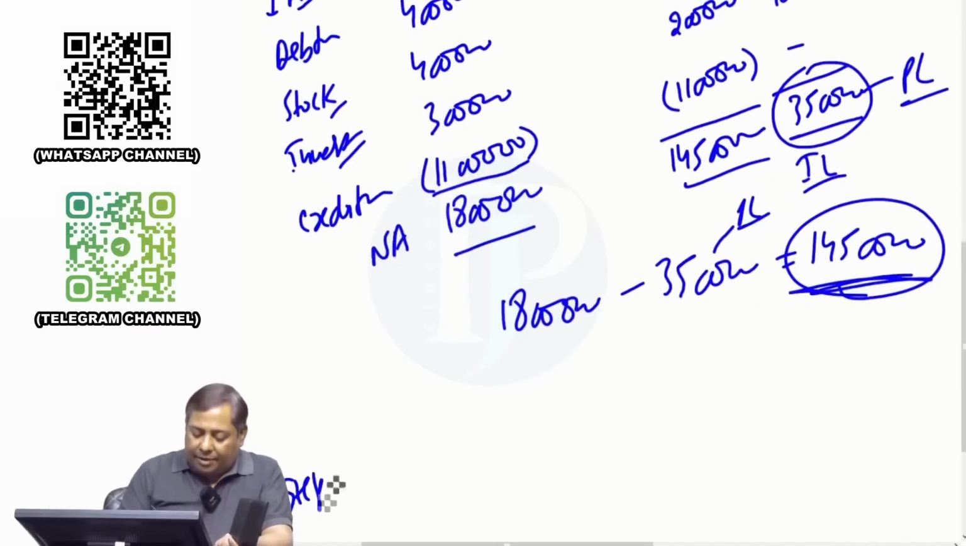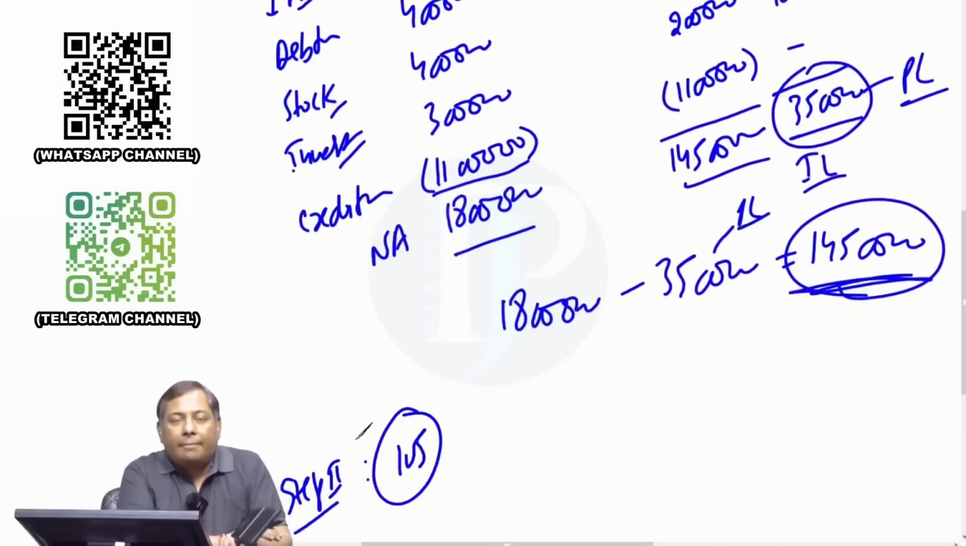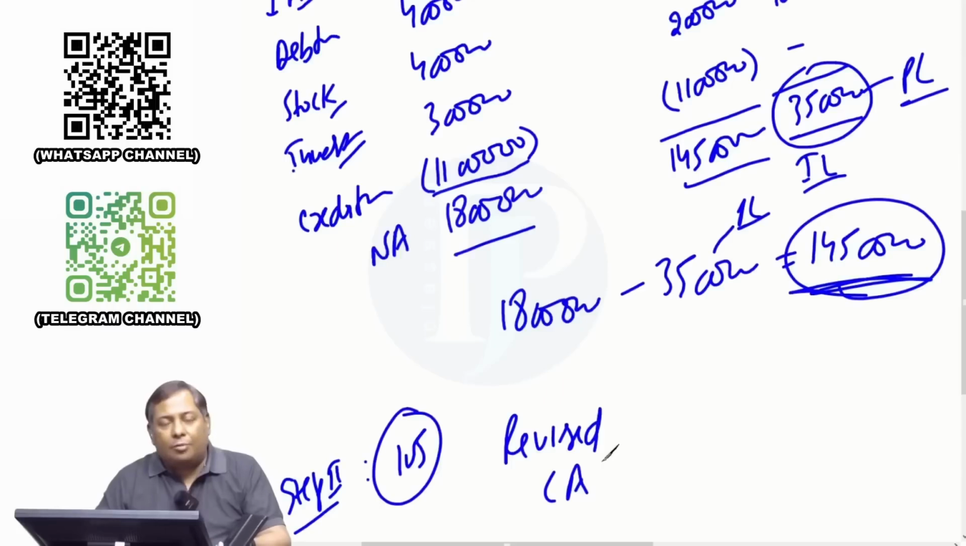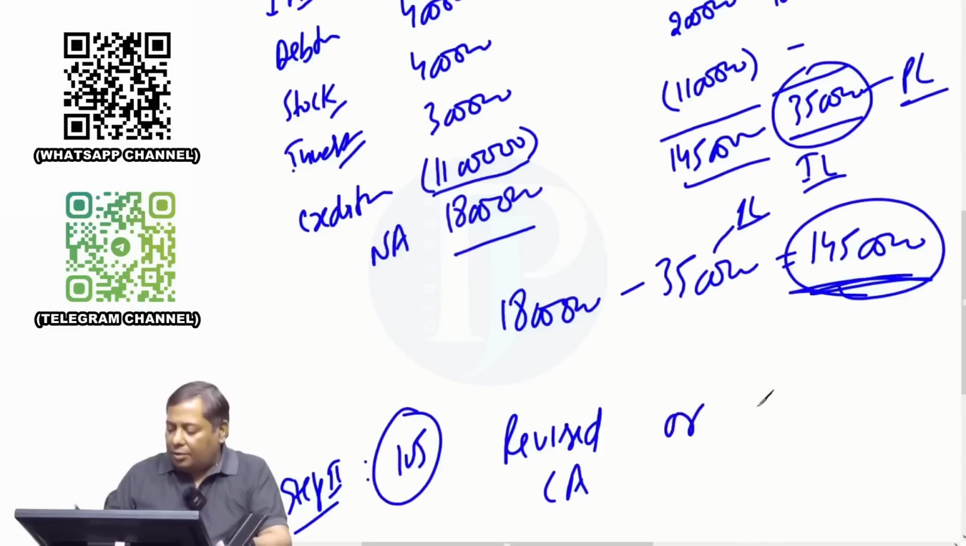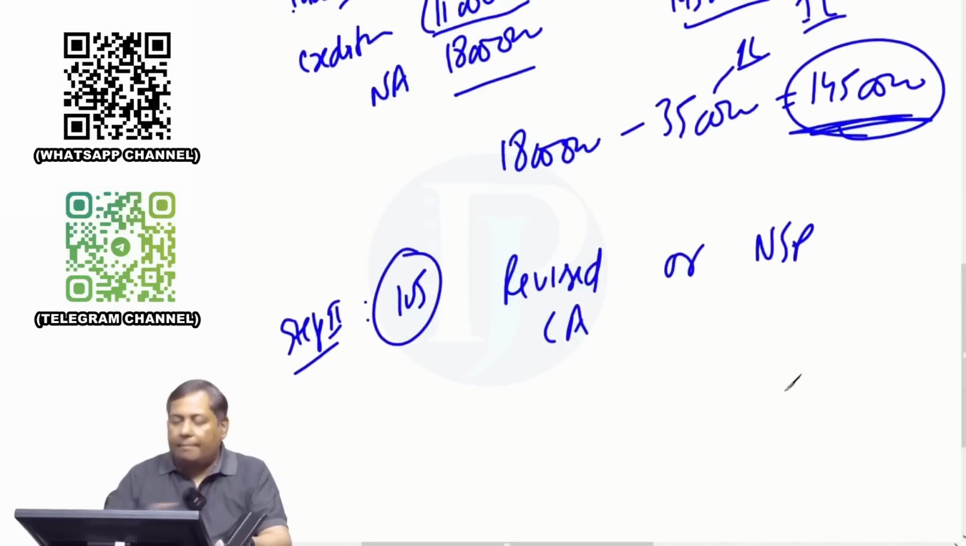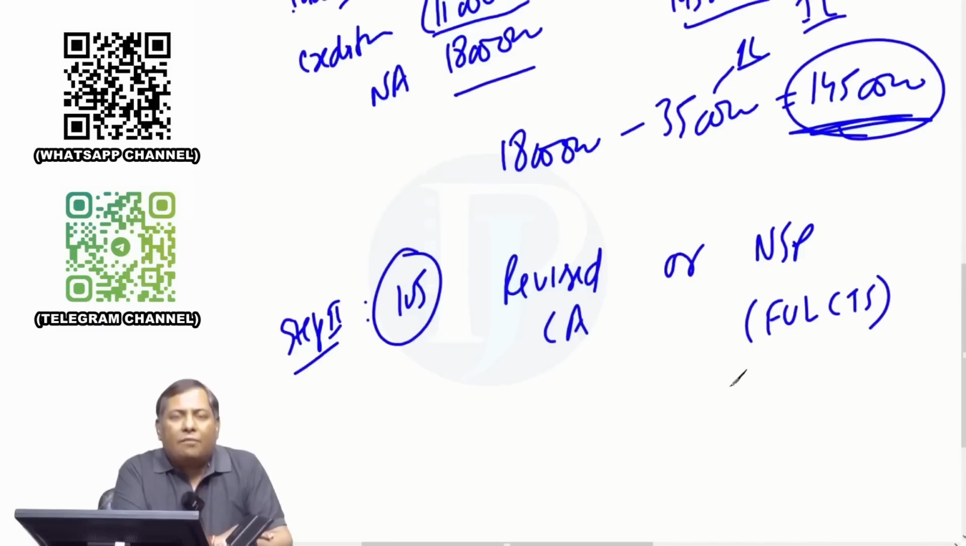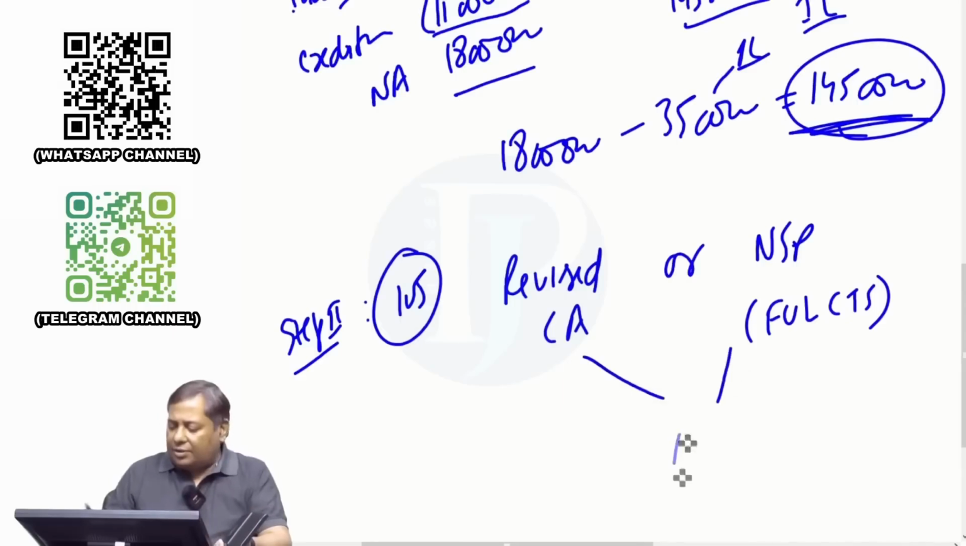Now I am on the second step. Apply 105. What does 105 state? Take the revised carrying amount and compare it with NSP. Do you know NSP? Meaning fair value less cost to sell. Fair value less cost to sell, also known as NSP, calculate it, and take the value whichever is lower.